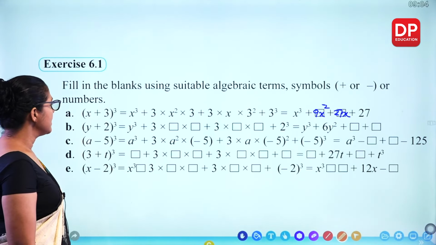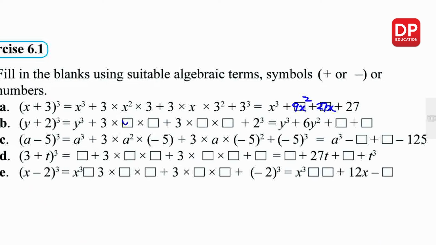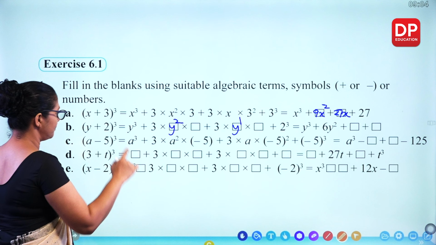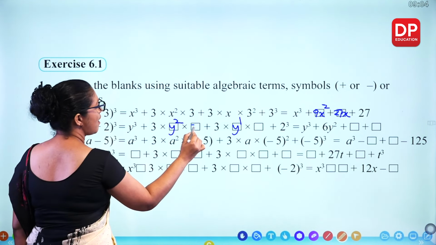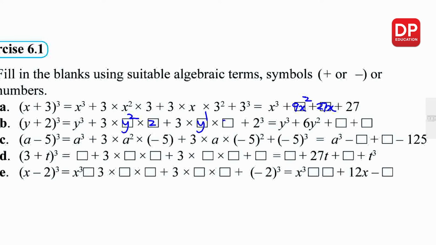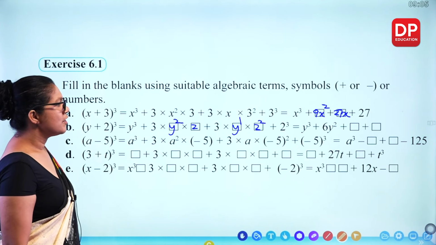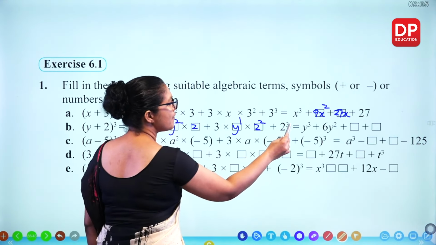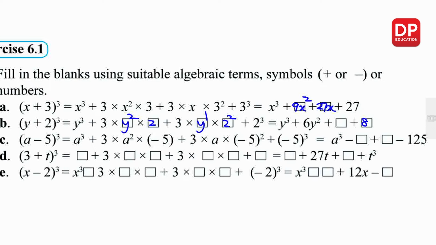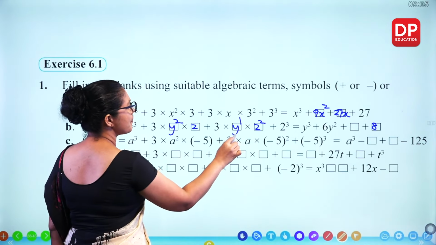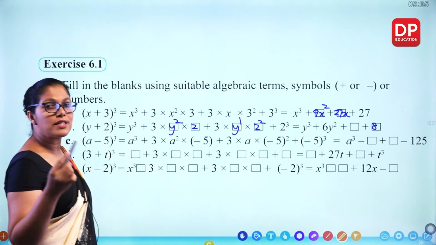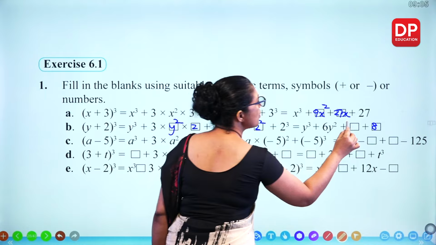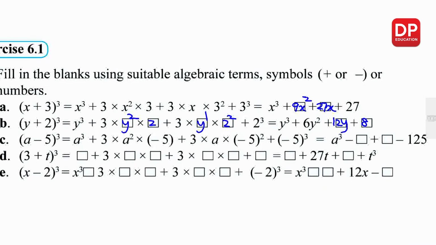Now here the second one, you need the second term and the third term. So what's the pattern? Power 3, power 2, power 1. The second term starting with power 1, power 2. What's the answer? When you simplify the last term, you get 2 to the power 3. What is 2 to the power 3? That's 8. This term, 2 to the power 2 is 4. 4 times 3, 12. So you get 12y.